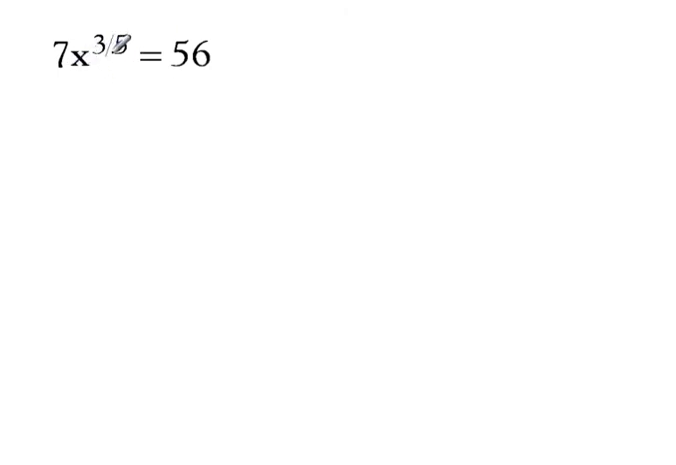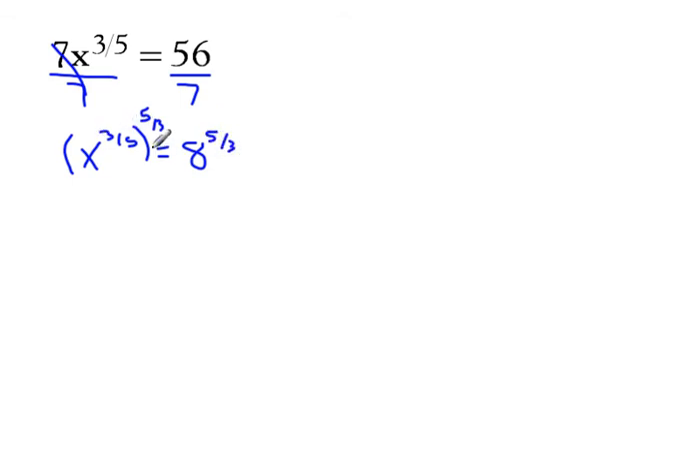Next one, again, we want to get x to the 3/5 by itself, so I'm going to divide both sides by 7 first, which leaves me with x to the 3/5 equals 8. Okay, and again, I'm going to take both sides to the reciprocal exponent. So both sides are going to be to the 5/3. That ends up basically canceling those out. That's going to be 1, x to the first, so it would be x equals, and then remember this number here means the root, so it's going to be the cubed root of 8, which is 2. 2 to the 5th is 32.